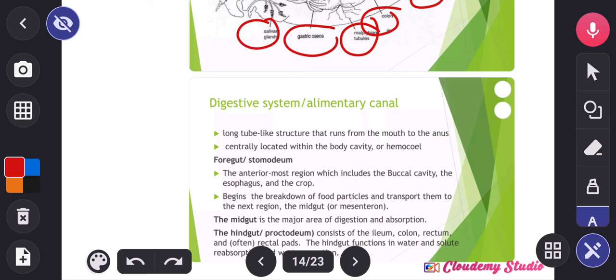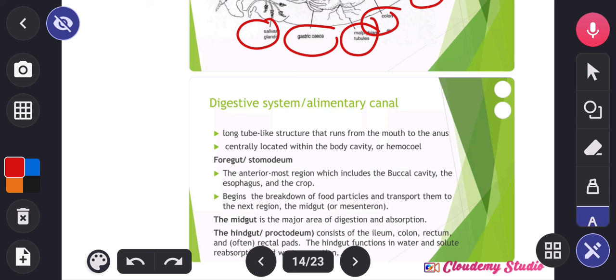The anterior-most region, which includes the buccal cavity, the esophagus, and the crop, begins the breakdown of the food and transports it to the next region, which is the midgut. So the first thing that they do is use their mouth, which is the buccal cavity, to gather the food. They swallow it. Once they swallow it, they take it to the crop.